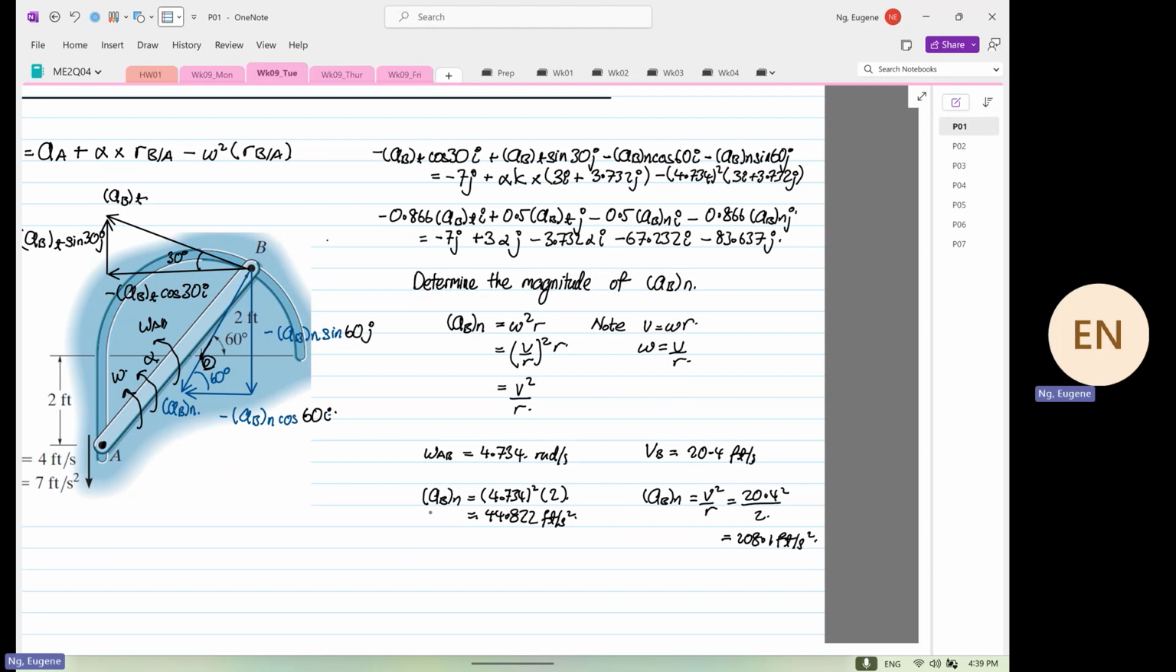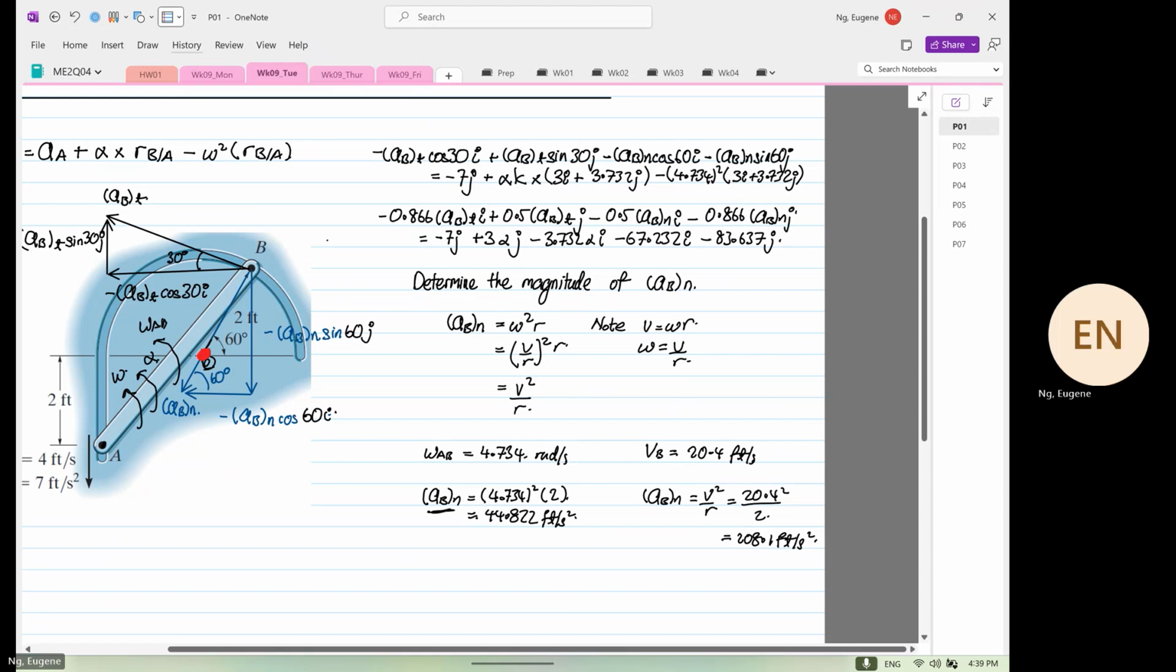What we are trying to find is what? ABN. ABN is going to be acting at the center of the what? Curvature. ABN is going to act at the center of curvature, and I'm going to highlight the center of curvature in red. The center of curvature is at this point. Am I right? Yes or no? Relative to the curved path.